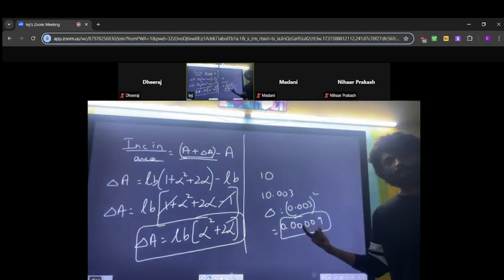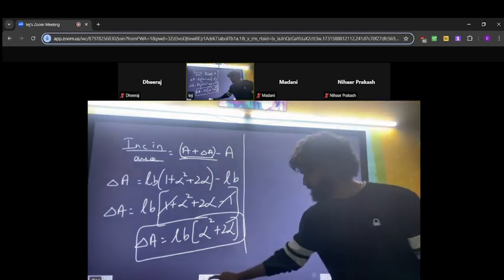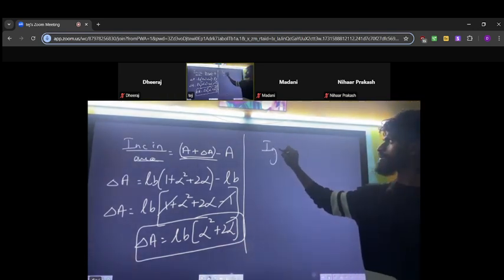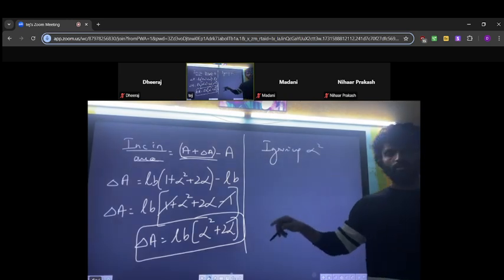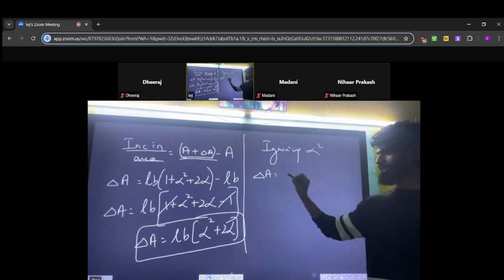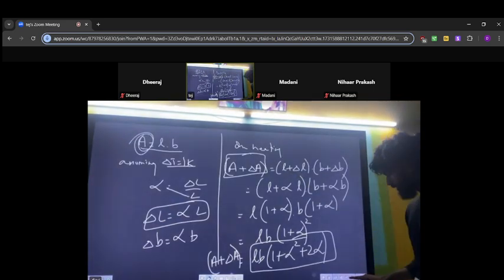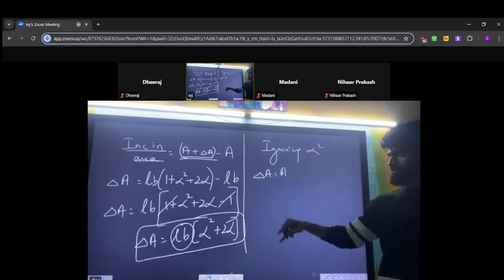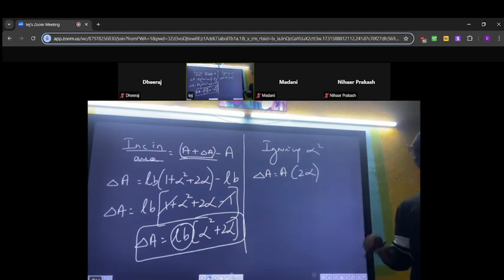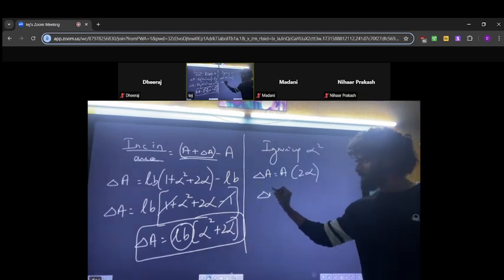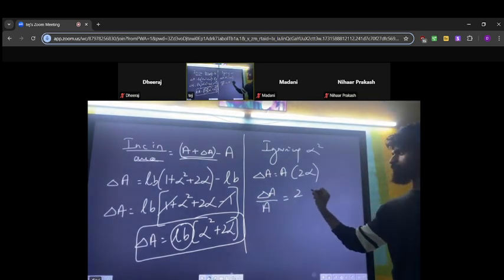So this small value won't make any difference in the rod. So what we'll do, we'll ignore alpha square. We'll ignore the power of alpha. Ignoring alpha square. If you ignore that, on the left hand side, delta A is there. A small change will do. Focus here. Length into breadth is what? Area. We know that. So I write A. I ignored alpha square. After ignoring alpha square, I got what? 2 alpha. Fine. Now what I do is, I'll keep the delta A there itself. Shift the A to the denominator. Is equal to 2 alpha.